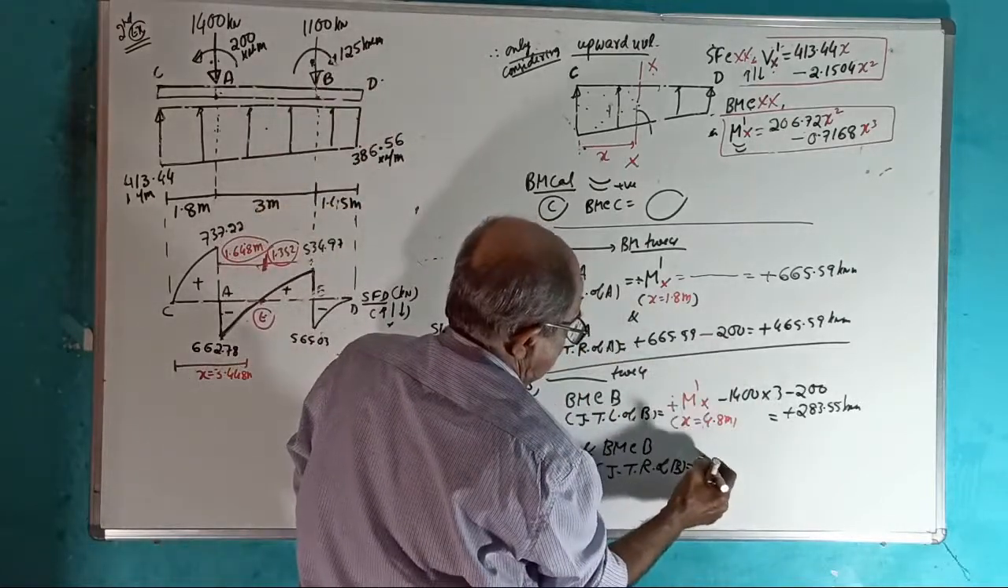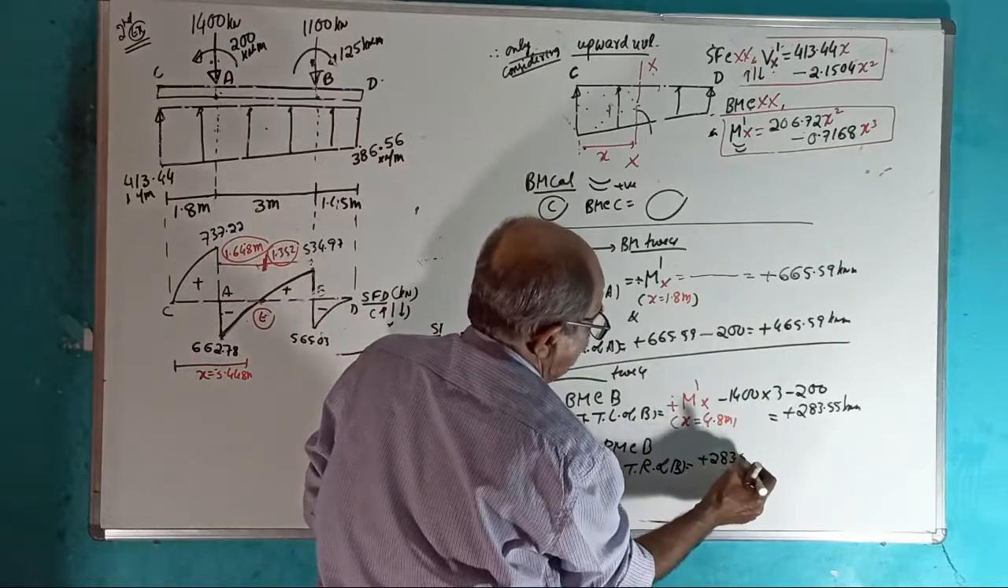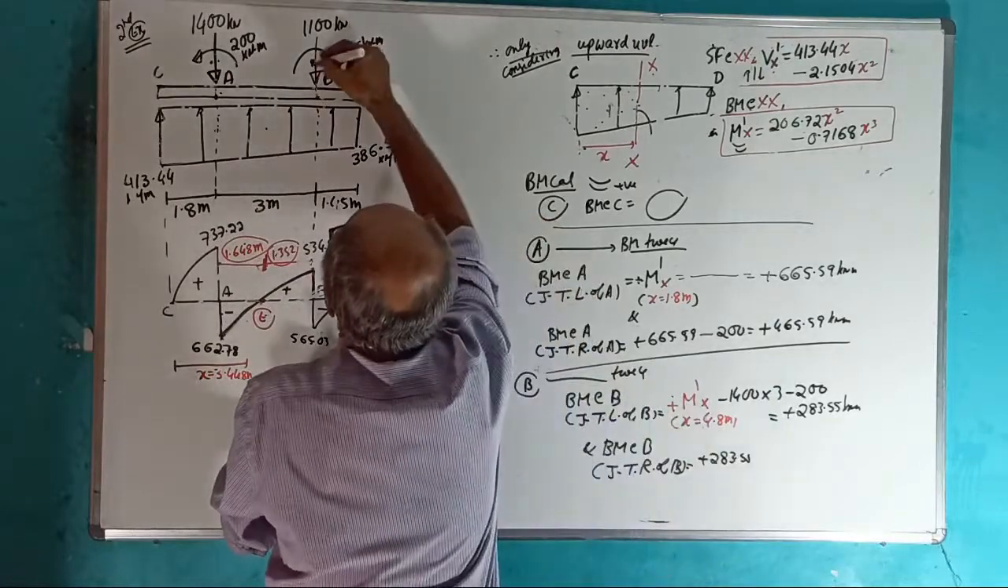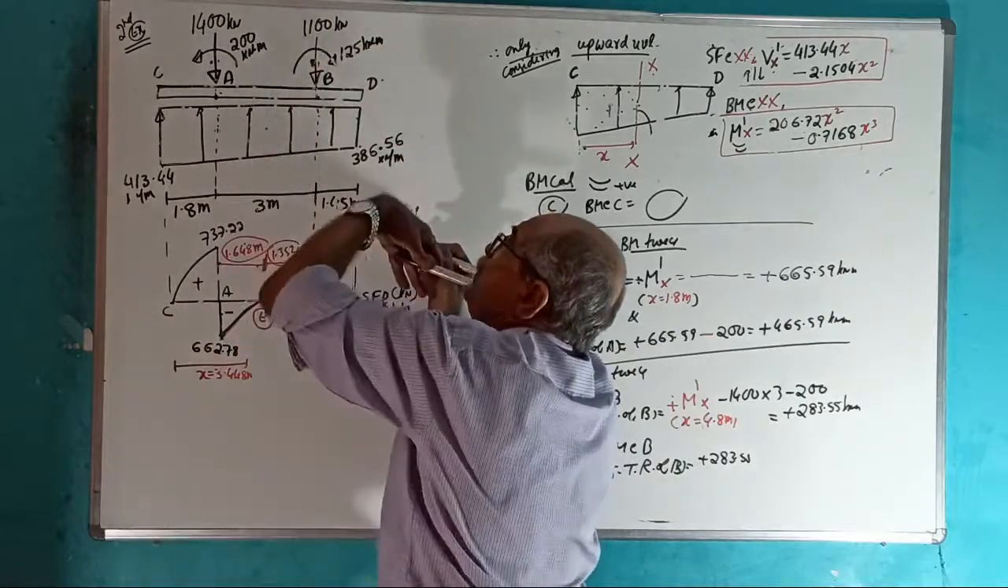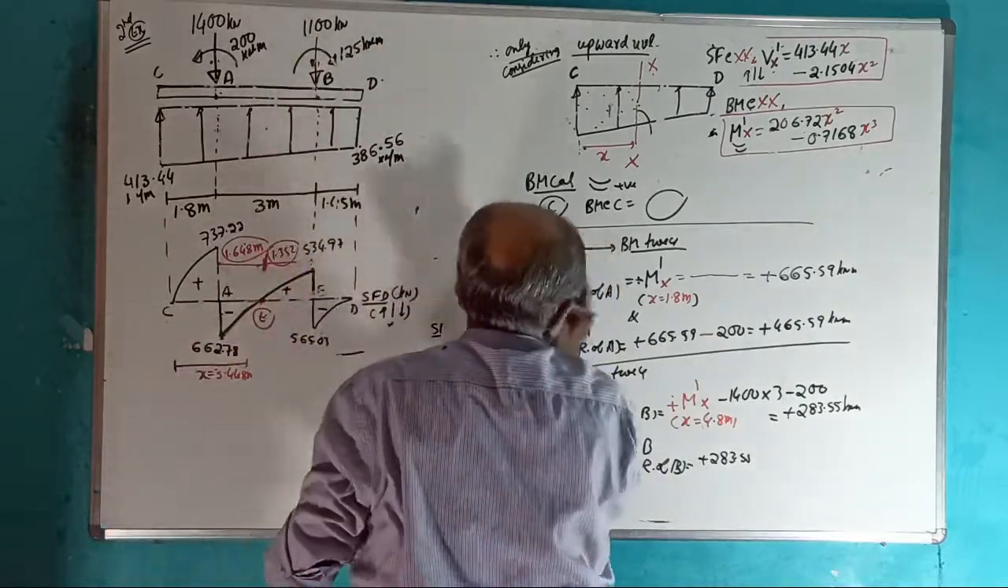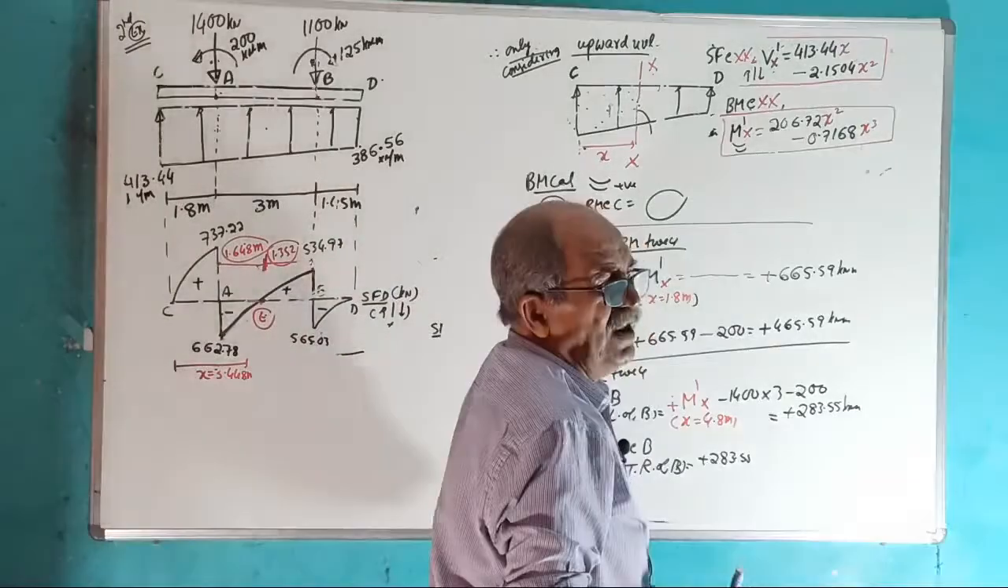And bending moment at B just to the right of B equals whatever you got just to the left, plus 283.55. From just to left, come to just to right. Tell me, is it plus 125 or minus 125? Fast, Eddie. Very thoroughly explained.